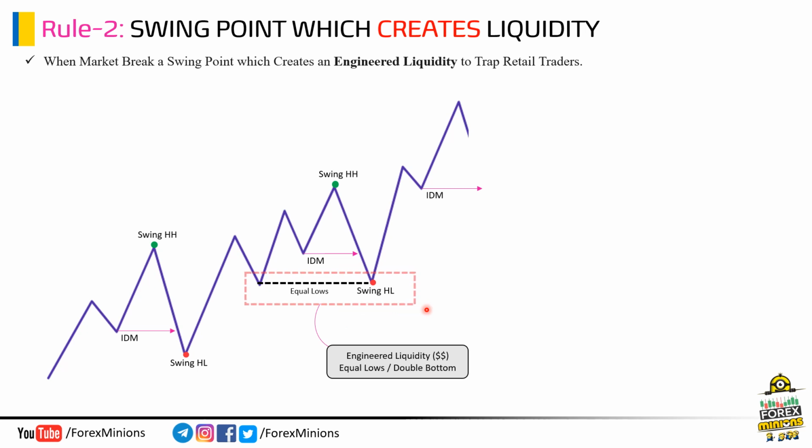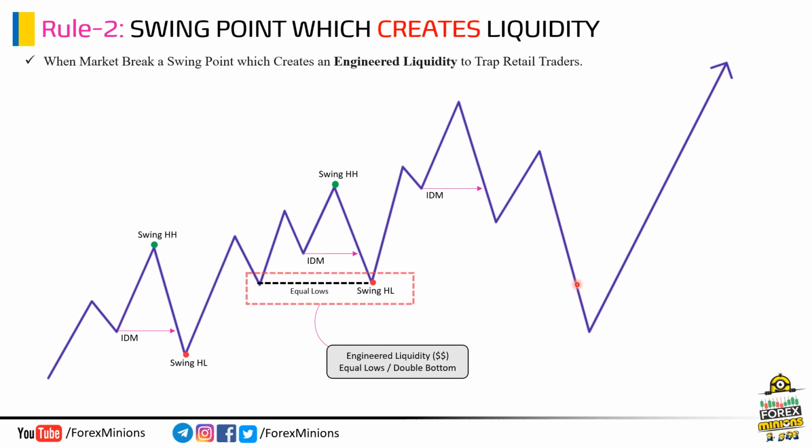Well, let's check what the market did now. Notice that the market actually grabbed this liquidity pool, taking out all pending orders and stop losses here, and moved higher. So this was basically a fake change of character level. Such fake CHoCHs are smart money traps.